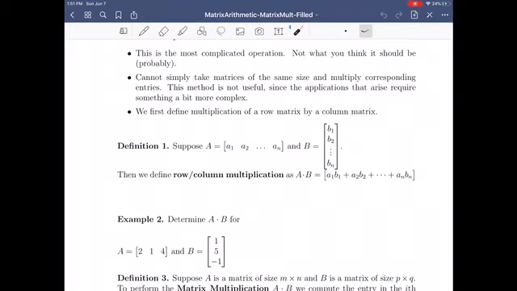So we have matrix A here, that's a row matrix, so it has one row and n entries, so n columns, so it's a 1 by n matrix. And then we have matrix B over here that has n entries as well, so it's an n by 1 matrix.